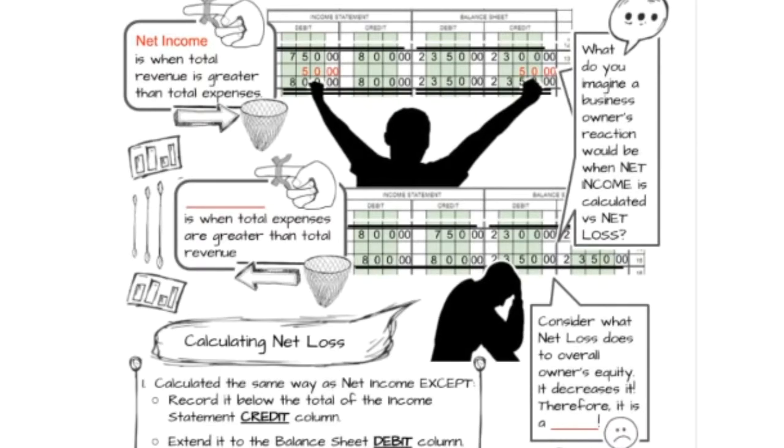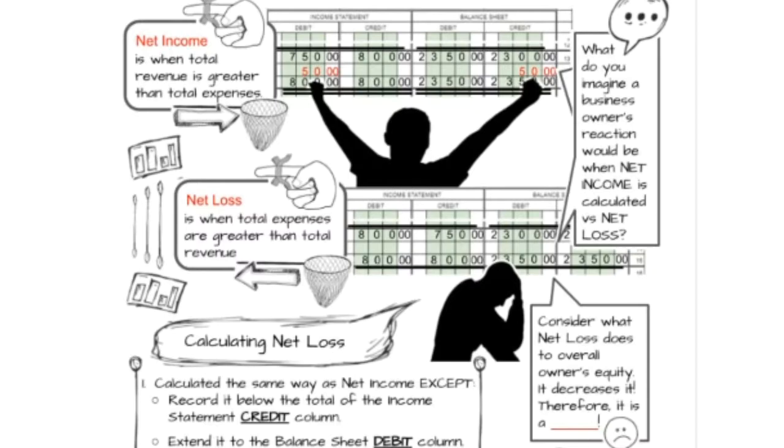And that's a little visual you can think of when you think about what columns they go in. They go in the outside columns because you're cheering with big arms. So you can think of it that way. You can also think of what it does to overall owner's equity. And in the balance sheet columns, it is increasing overall owner's equity. So it's going to be a credit.